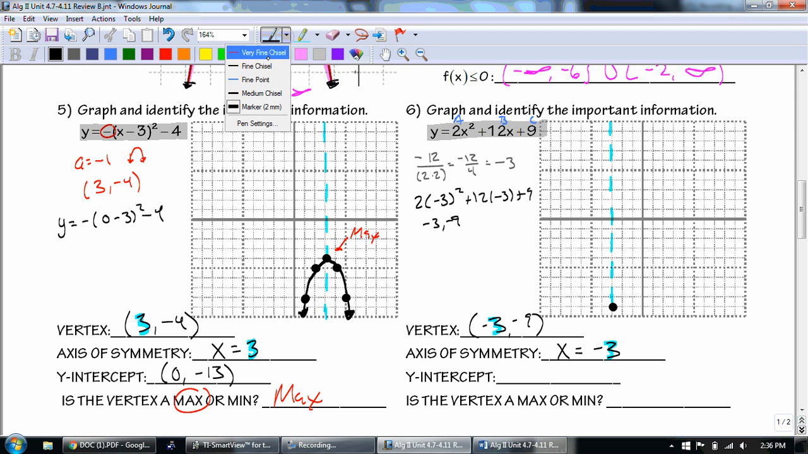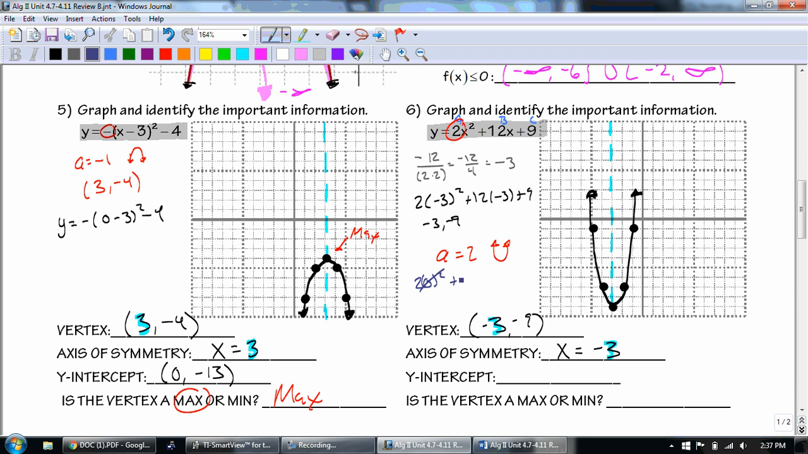And I have a pattern of 2. A equals 2, so it's going up. So I go up 2 over 1, and up 2, 4, 6, 8 over 2. Now, the next thing that we got to do is we have to find the y-intercept, so we're going to plug in 0. So 2 times 0 squared, that's 0, plus 12 times 0, plus 9. So we get a y-intercept of 0, 9.